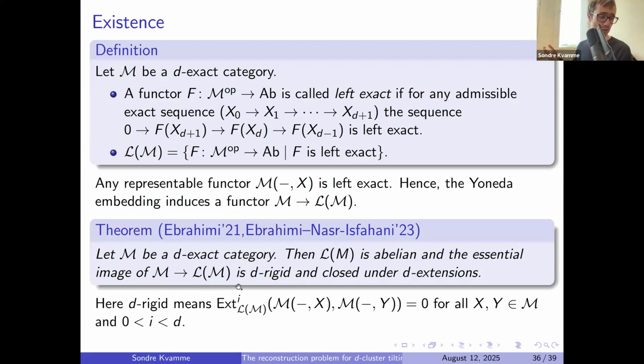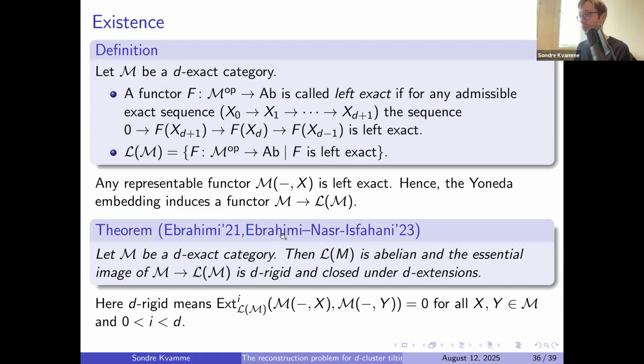Of course, this would be obvious if you were looking at the category of all contravariant functors on M, because the representable functors are projective there. But we are not looking at the whole category of contravariant functors, we are only looking at Lm. This is a different abelian category with a different exact structure. And in this category, these representable functors are not projective in general. So this requires some work, and this is part of what they do in their paper.